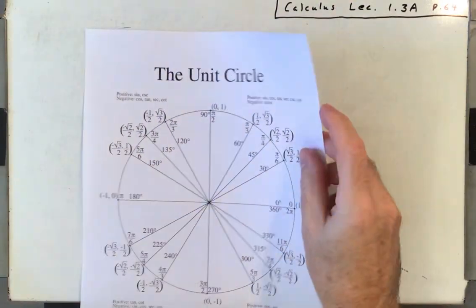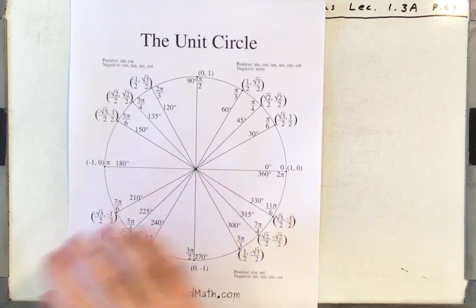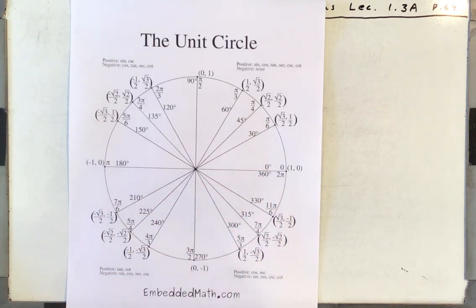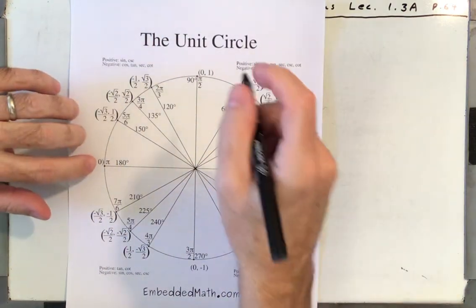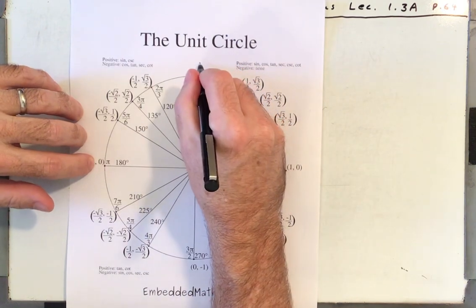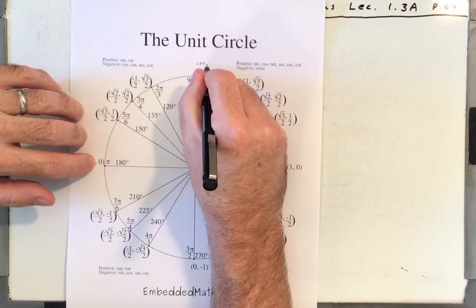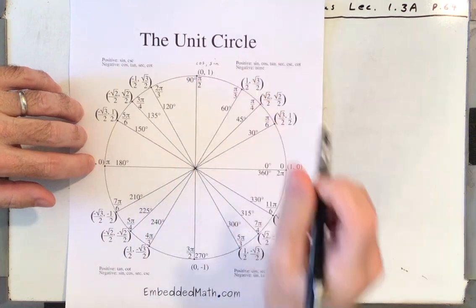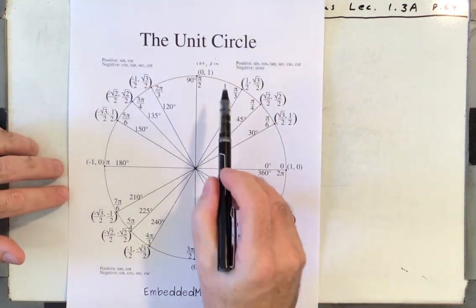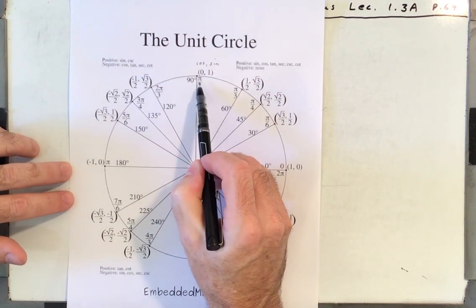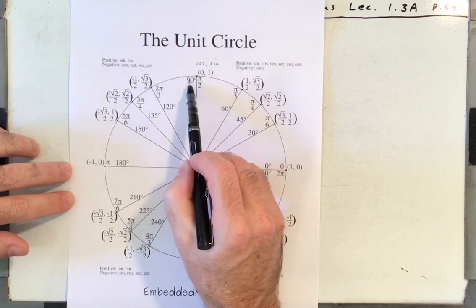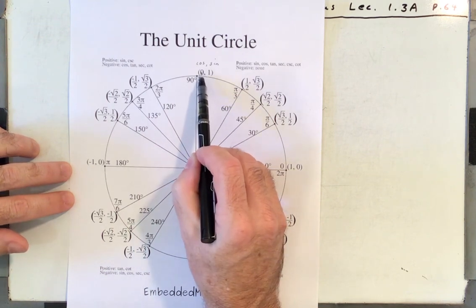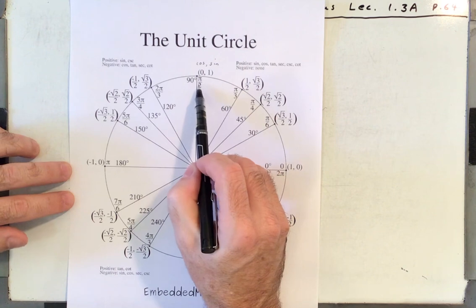Get one out here and just remind you how to use the unit circle. Remember, it is cosine and then sine. So the cosine of pi over 2, remember pi over 2 is radians, cosine of 90 degrees is 0. The sine of pi over 2 is 1.